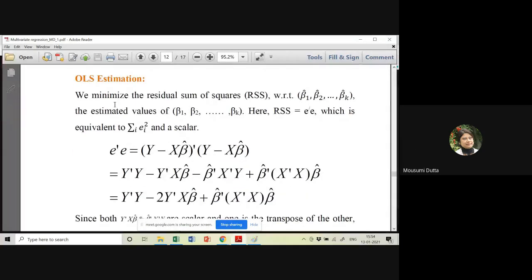So next we move towards OLS estimation. We minimize the residual sum of squares with respect to beta 1 hat, beta 2 hat up to beta k hat, the estimated values of beta 1, beta 2 up to beta k. Now here we define RSS, residual sum of squares, by the term E prime E. Now we know by definition RSS is summation ei square. So we need to understand whether E prime E is equivalent to summation ei square or not.